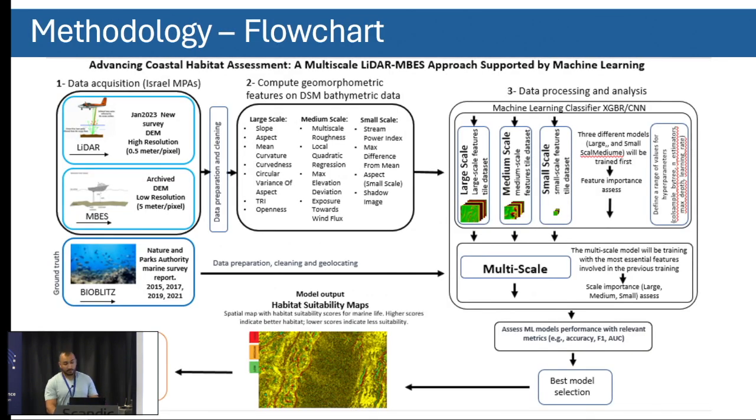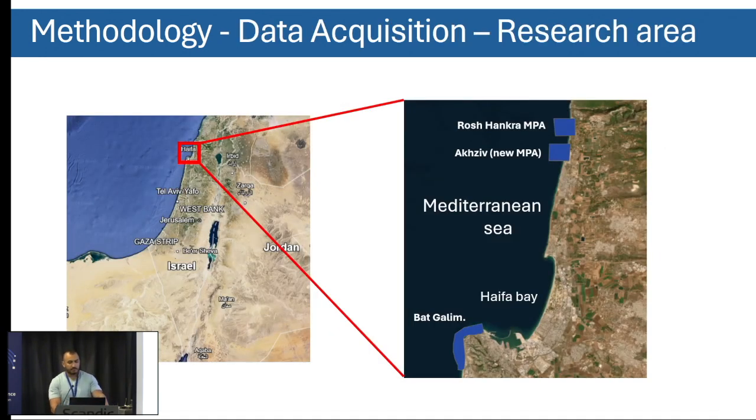This is our flow chart. So I'm going to talk about the data acquisition. We have 5 data sources, divided into 2 parts. The first one is about the bathymetry, the second one about the fish and the biodiversity, then pre-processing using machine learning, the main model, and our results. The case study is in this research area on the Haifa coast, up to 30 meters depth, and includes specific marine protected areas like Rosh Hanikra and Akhziv.